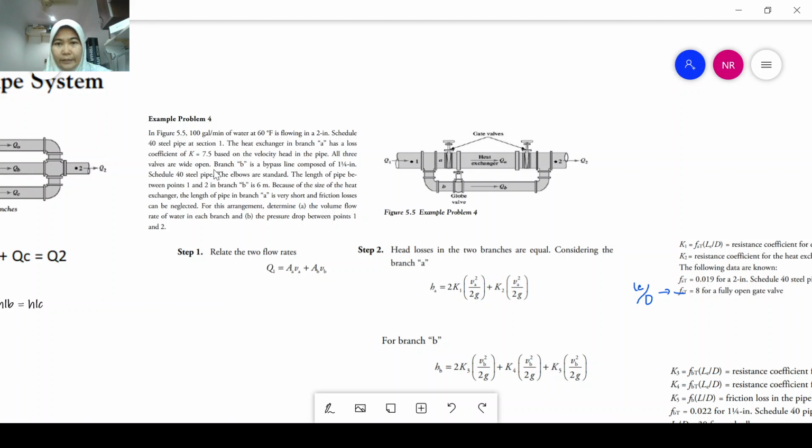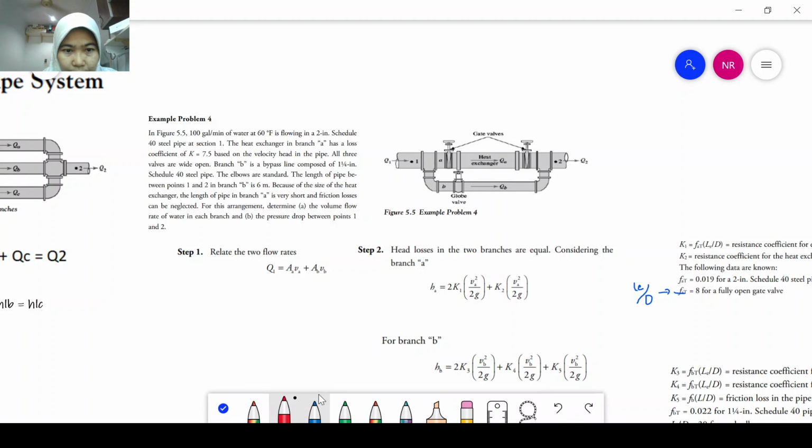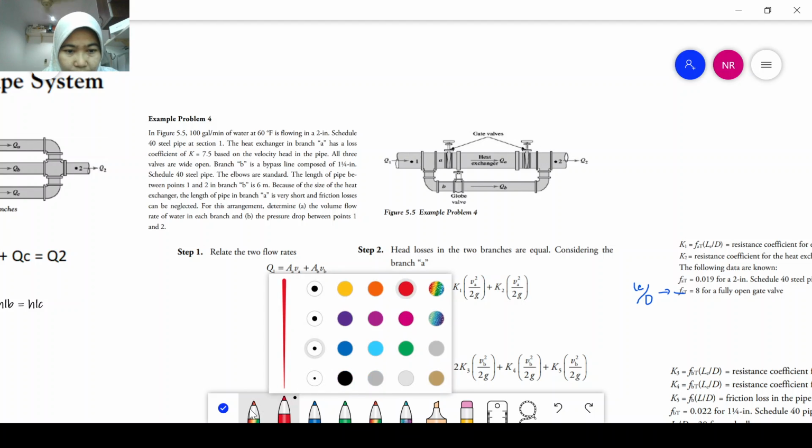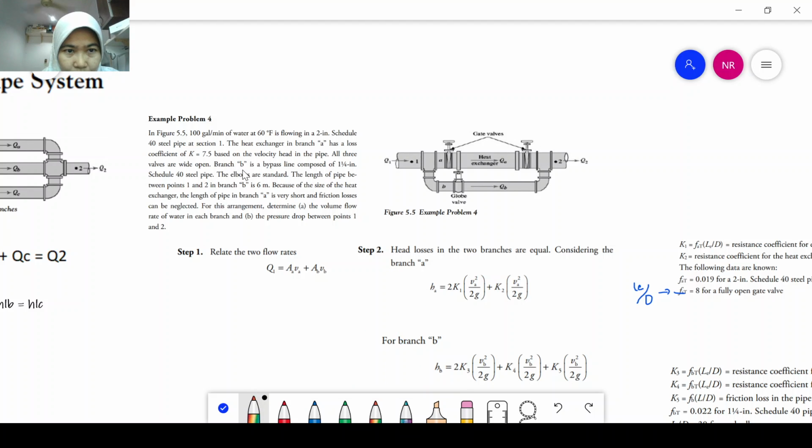All three valves are wide open. Then branch B. This is branch B. Branch B is a bypass line composed of 1/4 inch schedule 40 steel pipe. So you can see here that branch B has a smaller diameter than branch A.